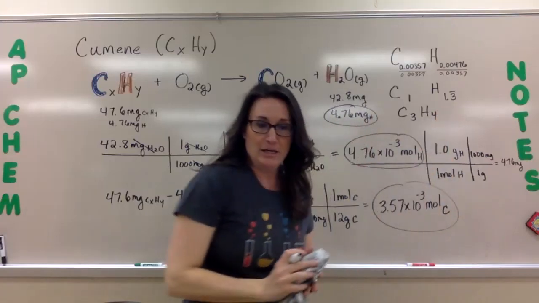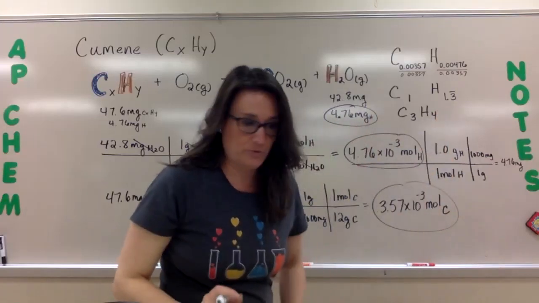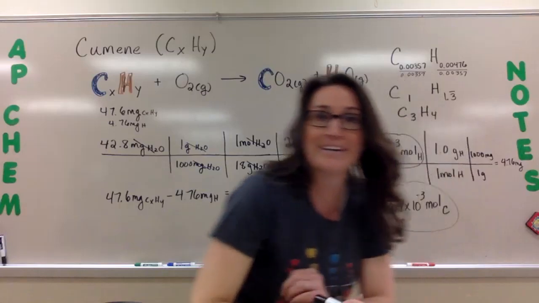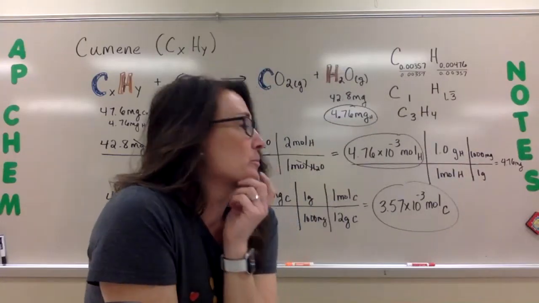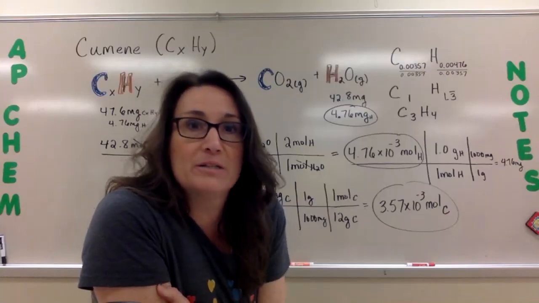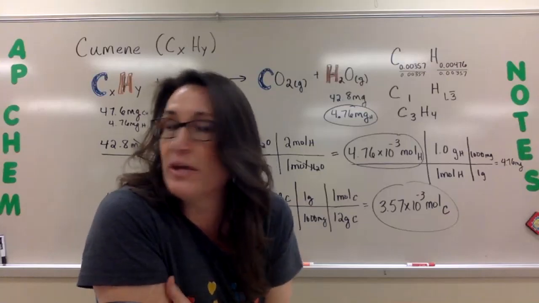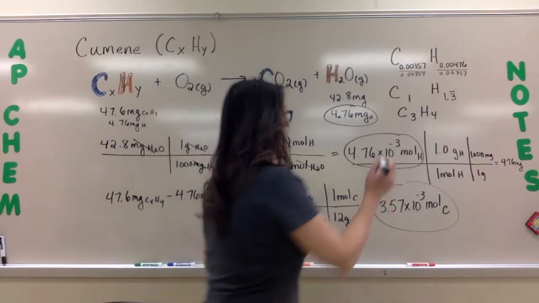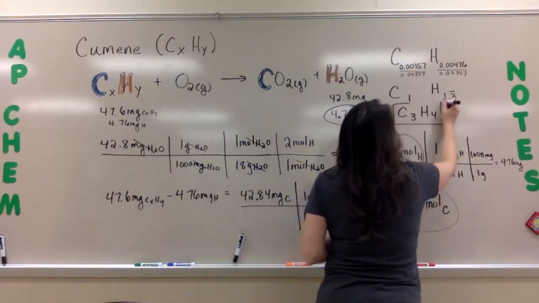C3H4. And then we're not done yet. I hope this was the right answer. Oh, we're good, I checked it. But we're not done yet, are we? We're pretty close. What is this called? It's the lowest ratio of all of the elements in a formula. This is the empirical formula. Now, this question had one more step.